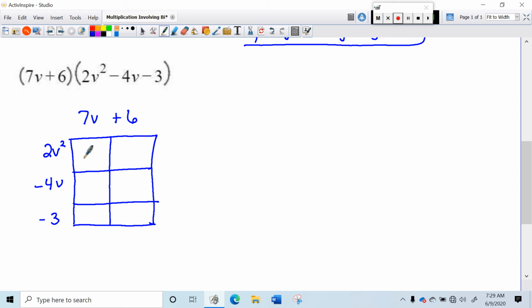So 7 times 2 is 14, and I've got 1v here and 2 here, so that's 3 v's. 6 times 2 is 12, and I have a v squared. 7 times negative 4 is negative 28, and I have one v here and one here, so that's two v's. 6 times negative 4 is negative 24, and I've got a v there. 7 times negative 3 is negative 21, and I have a v there. 6 times negative 3 is negative 18. So I'm going to highlight my diagonals so you can see what I'm doing.